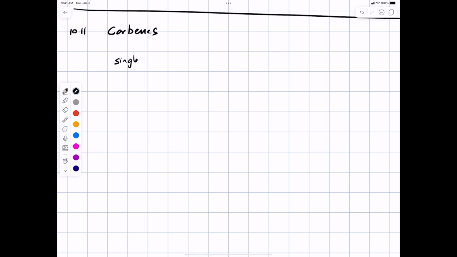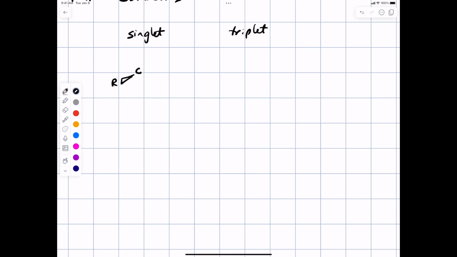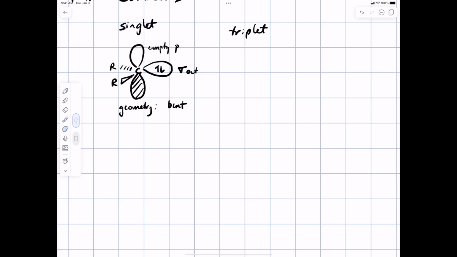The key issue is that carbenes can exist in a couple of different electronic configurations. You've got singlet versus triplet carbenes. A singlet carbene is basically one in which the 2 electrons on the carbon are in the sigma out orbital, and the p orbital on the carbon is empty. The geometry for singlet carbene is bent. And we talked about this in our chapter on molecular orbital theory. If the carbene is bent, the sigma out orbital is quite a bit lower in energy than the empty p orbital, which explains why both of those electrons are in that sigma out orbital.